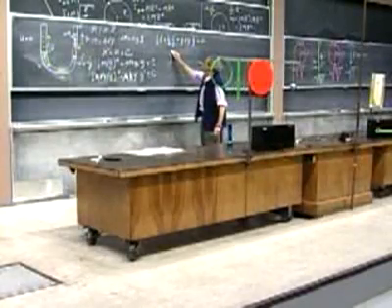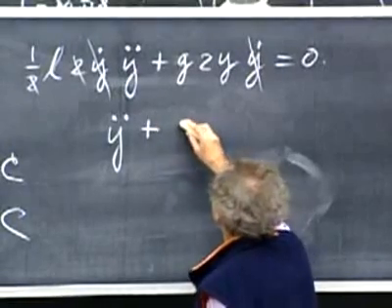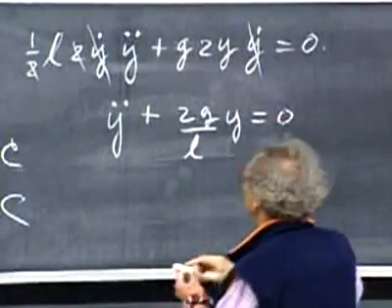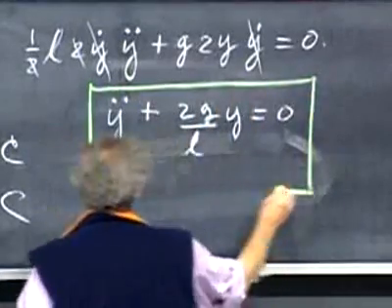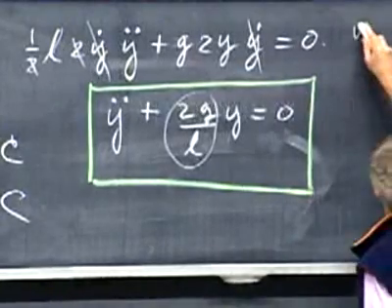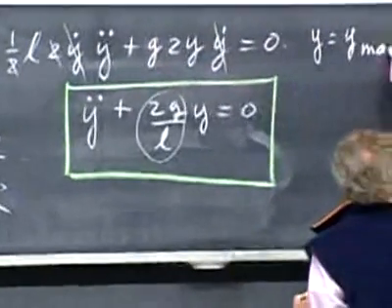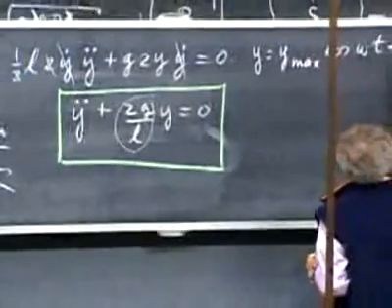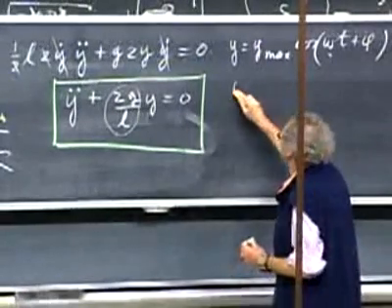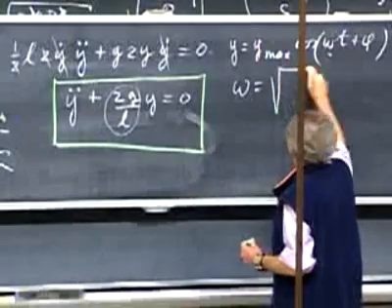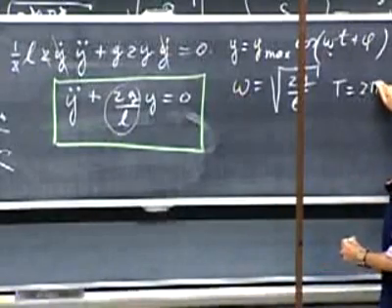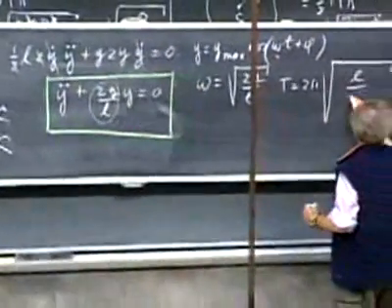And so I find that y double dot plus 2g divided by L times y equals 0. And that was my goal, because this is clearly a simple harmonic oscillation, because this is a constant. And it will oscillate in the following way. Y equals y max times the cosine of omega t plus phi, and this is the angular frequency, which is directly related to the period. Omega, angular frequency, equals the square root of 2g over L, and so the period will be 2 pi times the square root of L over 2g.